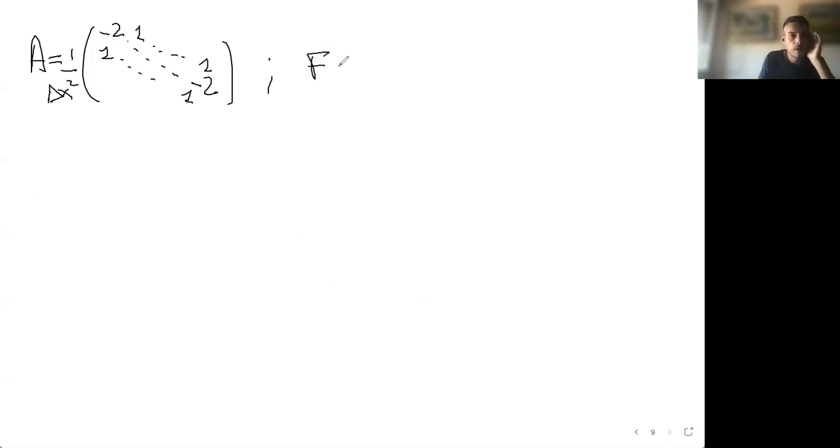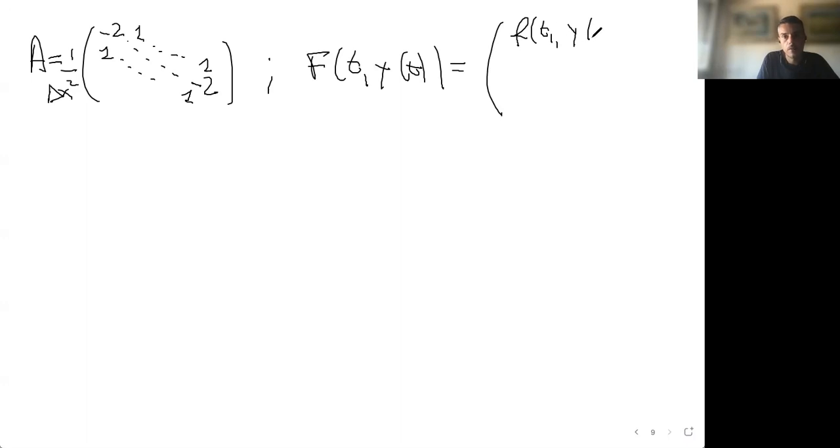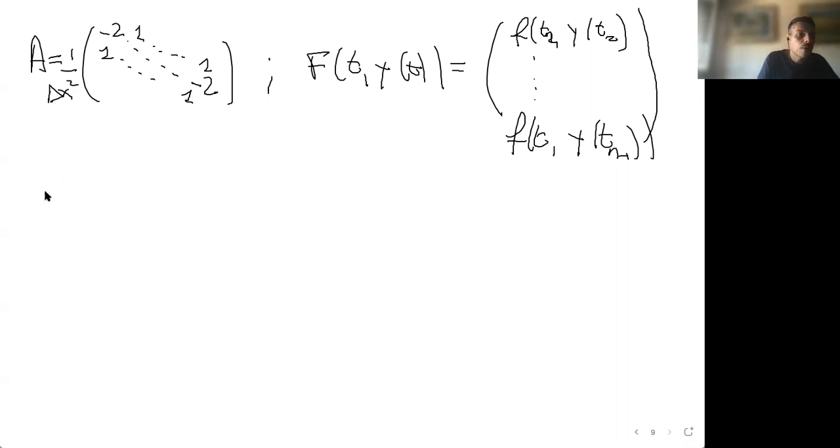For the nonlinear part, we can write f of t, y of t equal small f, little f of t, y. Actually, we start from 2 because we already know the solution at the initial point, at the boundary essentially. So this is going to be f of t, y of t, n minus 1. And the dimension of the problem is going to be d equal n minus 2.